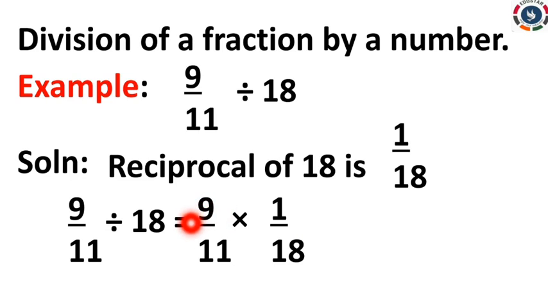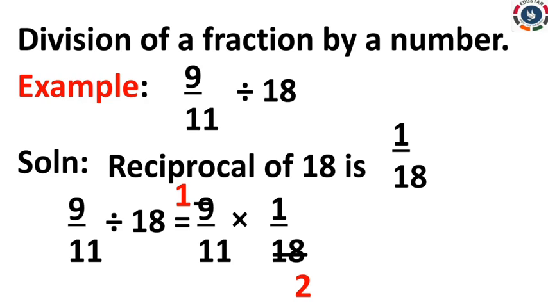How many times is 9 there in 9? Only one time. So cancel, write 1 at the top. Then 18: how many times is 9 there in 18? 2 times, 2 nines are 18. So cancel 18, write 2 down. Now we do not have any other number to cancel.